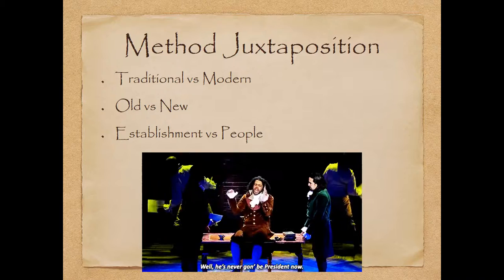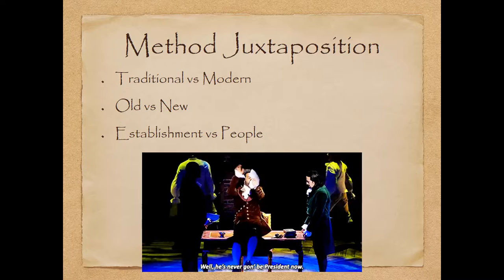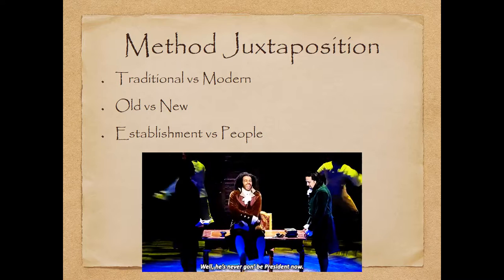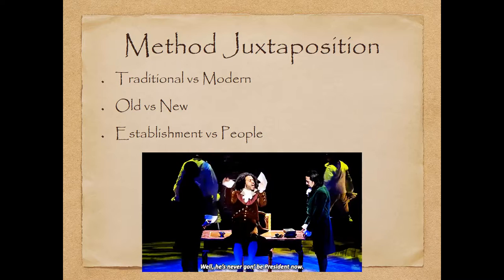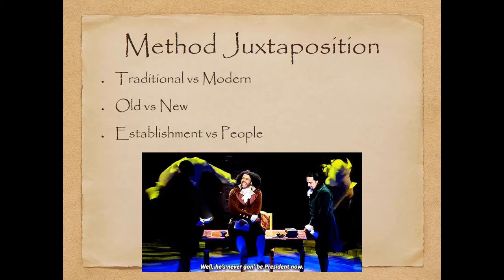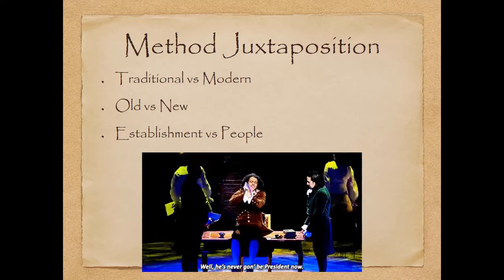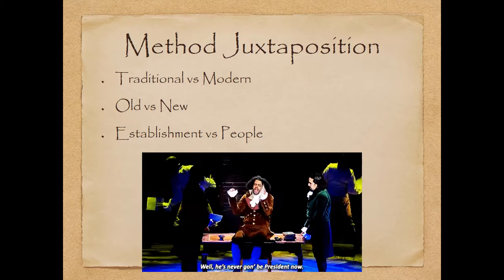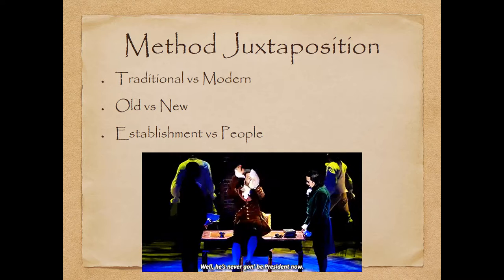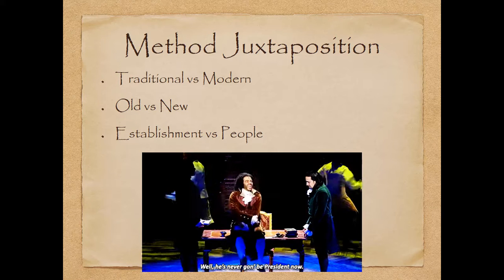Method juxtaposition. So again, he talks about traditional versus modern, old versus new, the old people versus the young people, the establishment versus the people, which is ironic because Hamilton eventually starts to become part of the establishment. This is just another way that Miranda puts two things together to show how different they really are. You also have the North and the South as well. So we see the clash between Hamilton and Jefferson as a constant source of method juxtaposition.